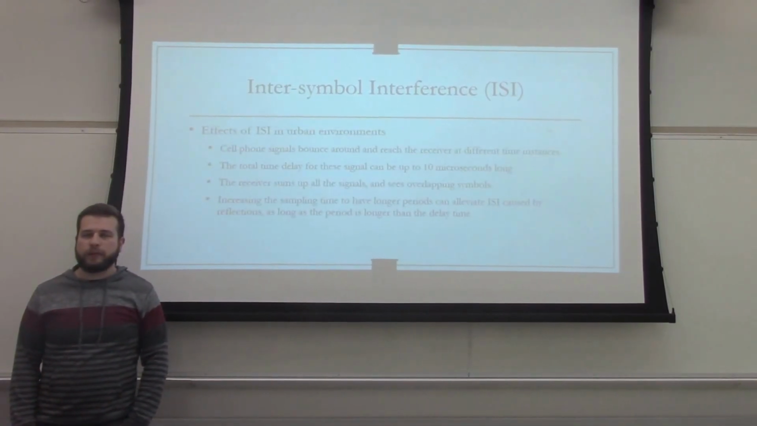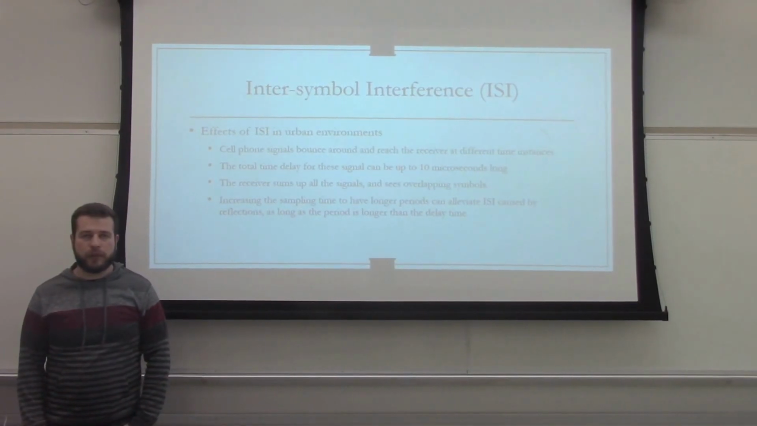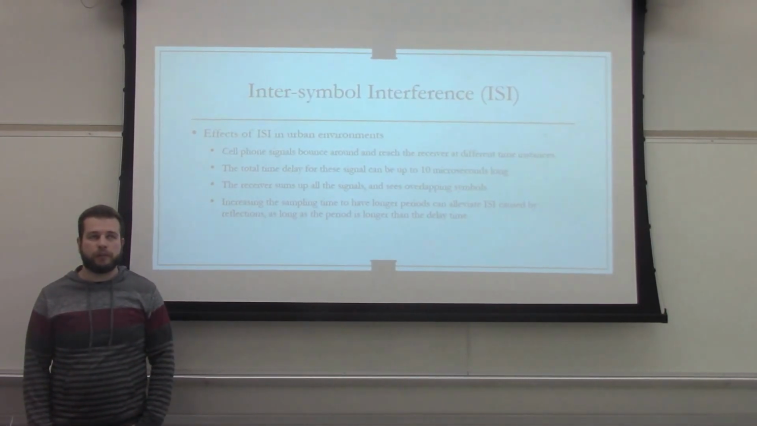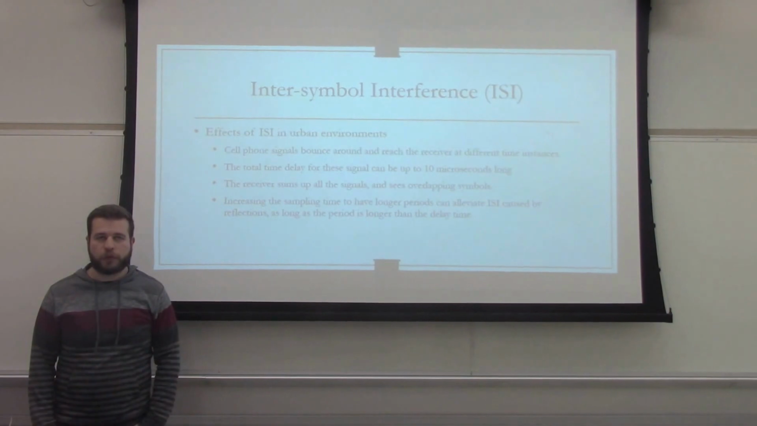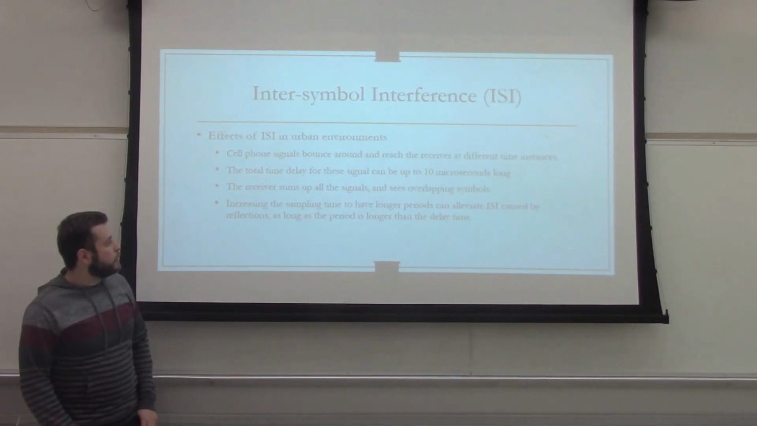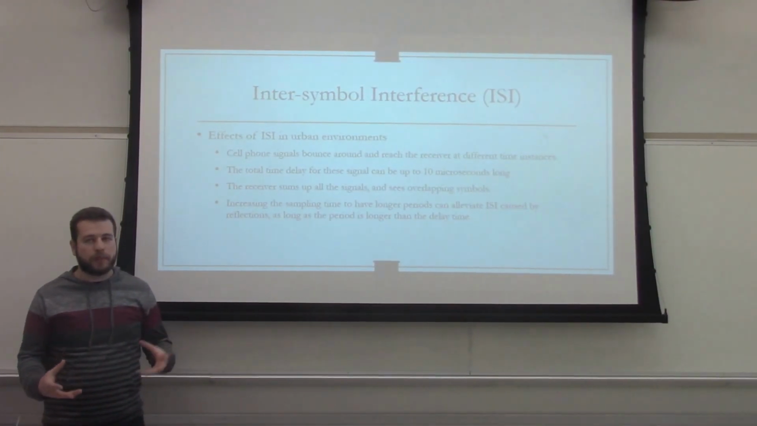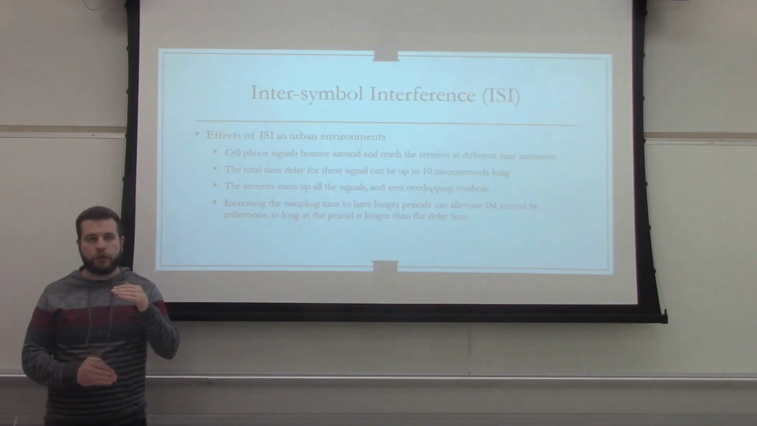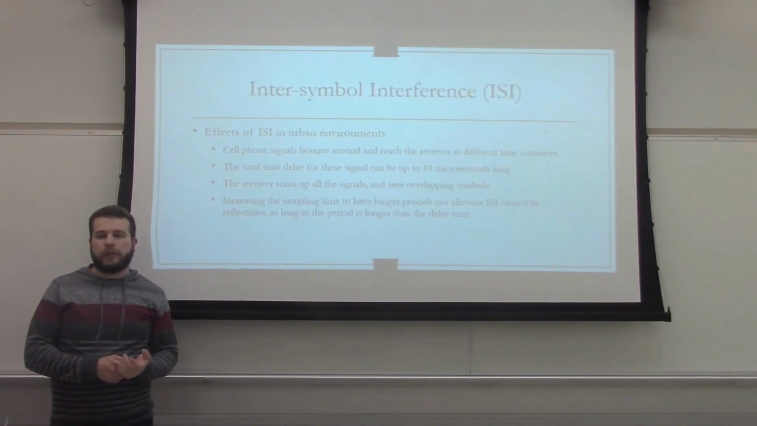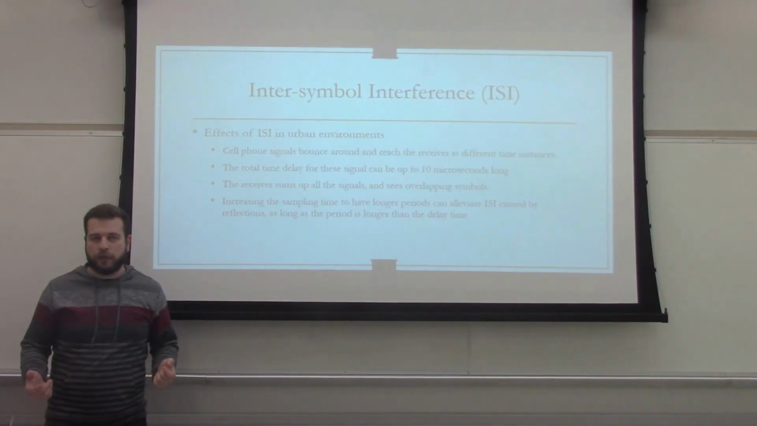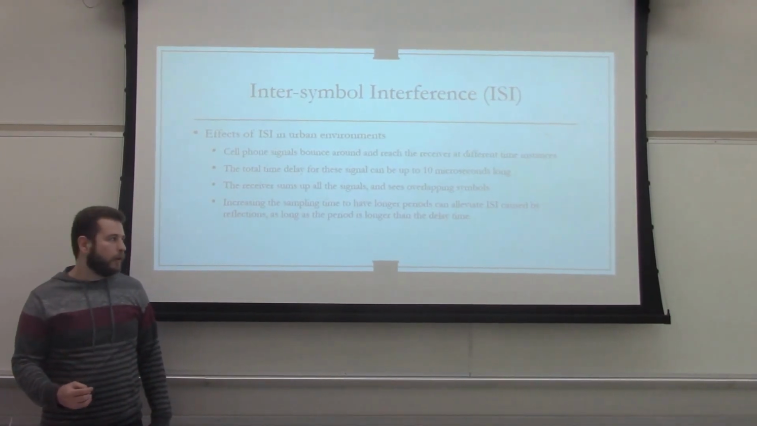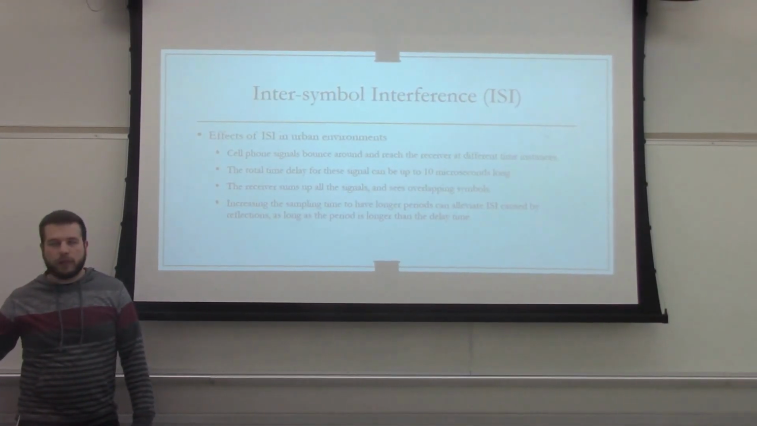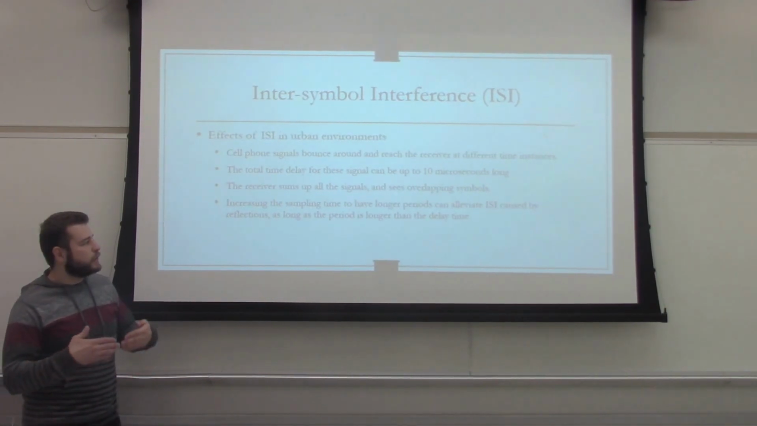We see the effects of intersymbol interference most in urban environments, where cell phone signals can bounce around many times before reaching their destination. What happens is the receiver gets all these signals, sums them up, and sees many ones and zeros on top of each other. In an urban environment, it could take up to 10 microseconds before the signal is finished being received. The way we alleviate this is to increase the sampling period.